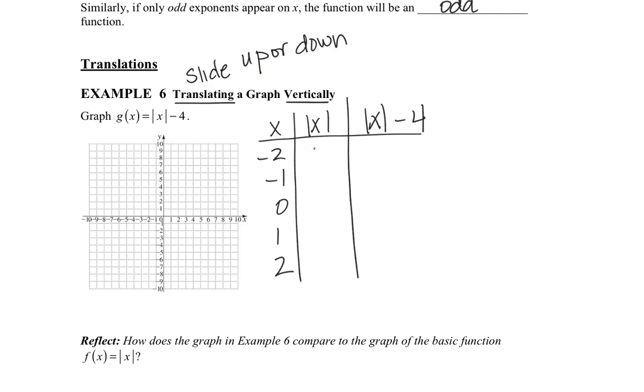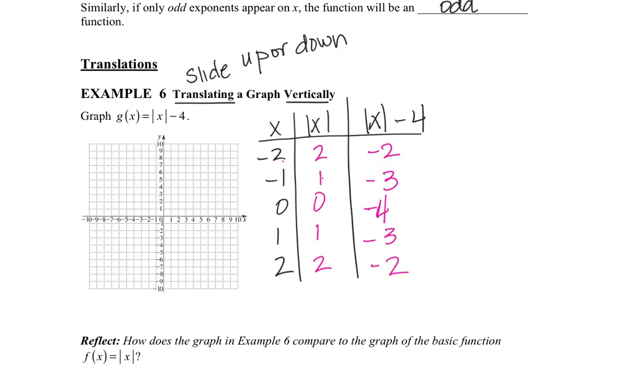So the absolute value of negative 2 is 2. The absolute value of negative 1 is 1, 0, 1, and 2. All right, now plug in and subtract 4. So now I've got 2 minus 4, which is negative 2. 1 minus 4, which is negative 3. 0 minus 4 is negative 4. 1 minus 4 is negative 3. And 2 minus 4 is negative 2.